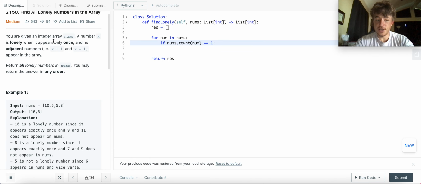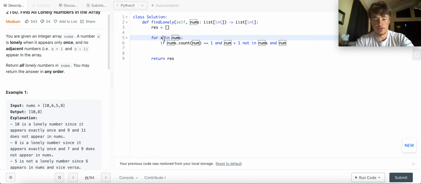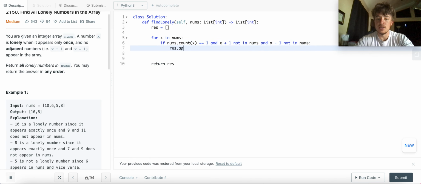And there are no adjacent numbers in the array. That would mean num plus 1 is not in nums, and num minus 1 is not in nums. We'll call this x. So for each x in nums, if the count of x is only 1, we're good because it can only appear once, and the adjacent numbers x plus 1 and x minus 1 cannot exist. If that's the case for x, then x would be a solution, so we'd add x. And if we run this, this should work.